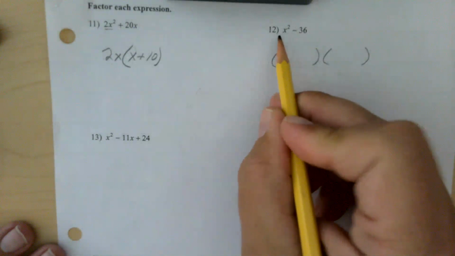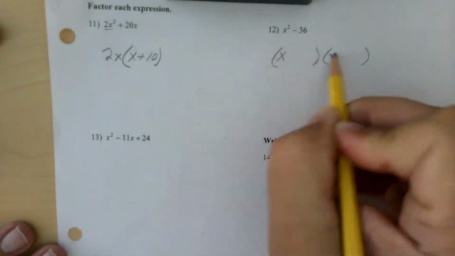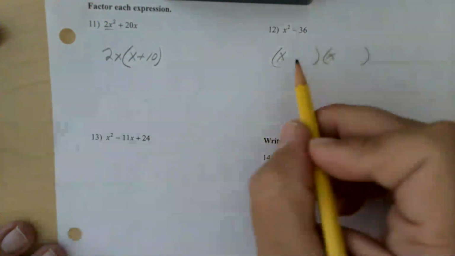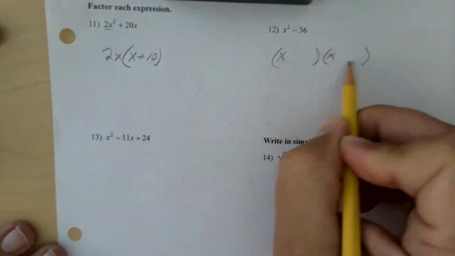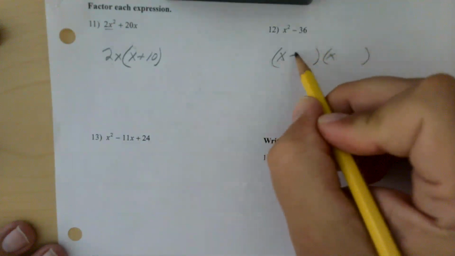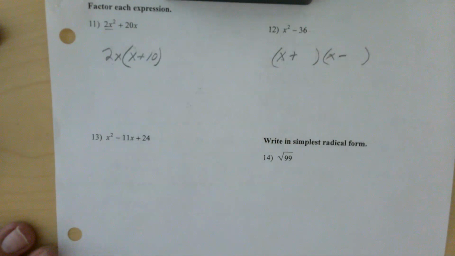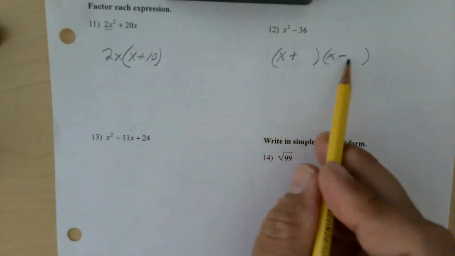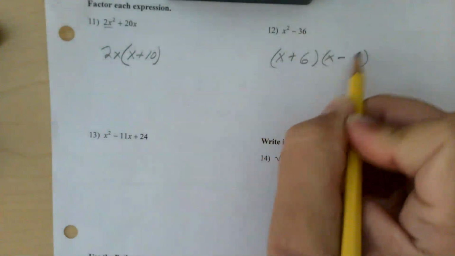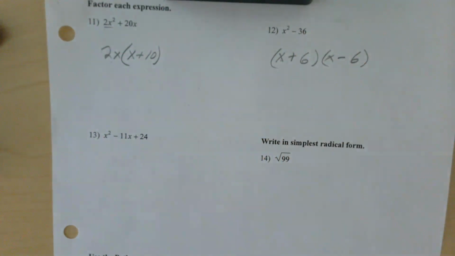Since it's just an x squared, I know it's x and x, because x times x is x squared. The other thing I know is whatever this number is times this number is negative 36. So I know it has to be a plus and a minus. And then since there's no middle term, the outers and inners disappear, I know these two numbers will be the same. So I know what times what is 36. I know it has to be 6 and 6.